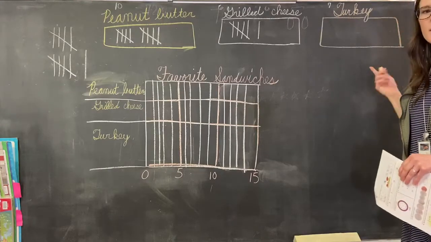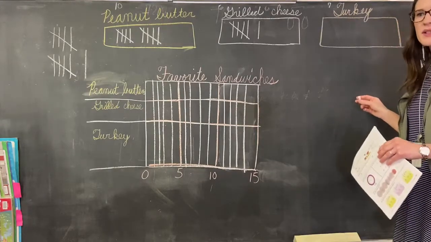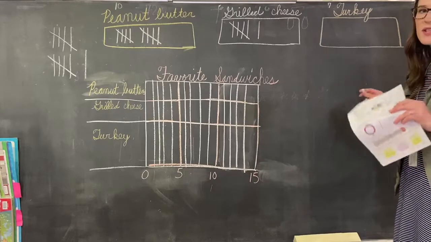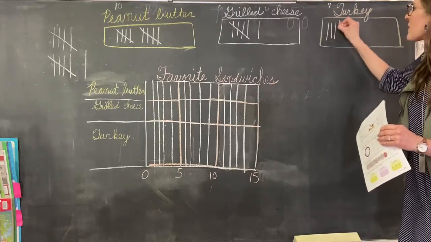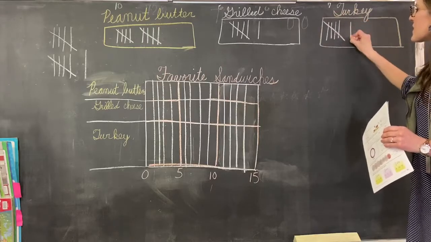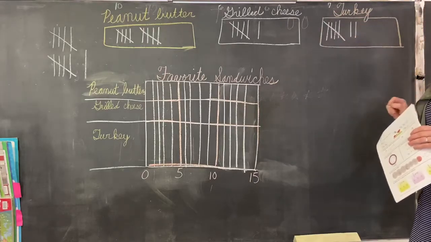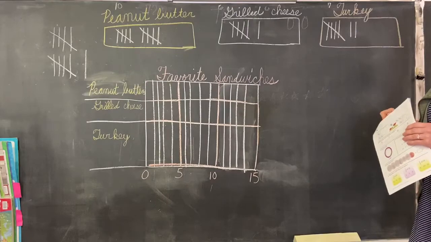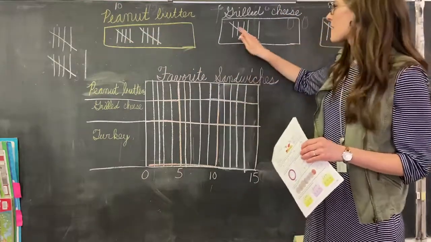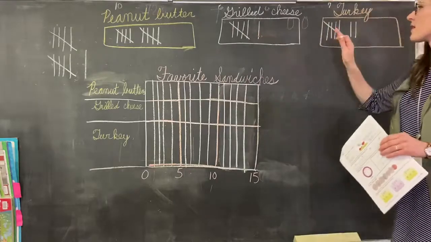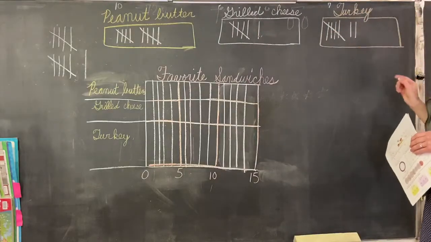So think, how would I write the number 7 using tally marks? Well, I hope you said the first thing that we would do is group 5 together. 1, 2, 3, 4, 5, 6, 7. I have 2 left over, so those 2 will just be by themselves. So let's count these. 5, 10, 5, 6, 5, 6, 7.